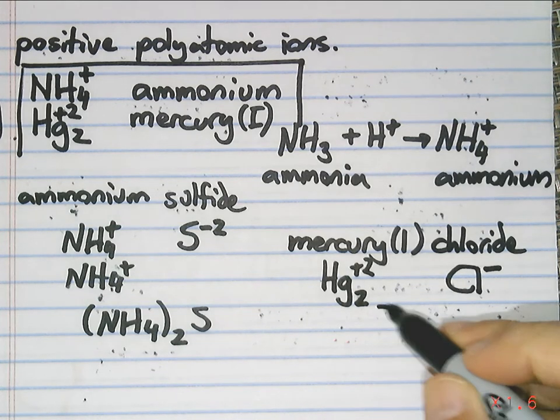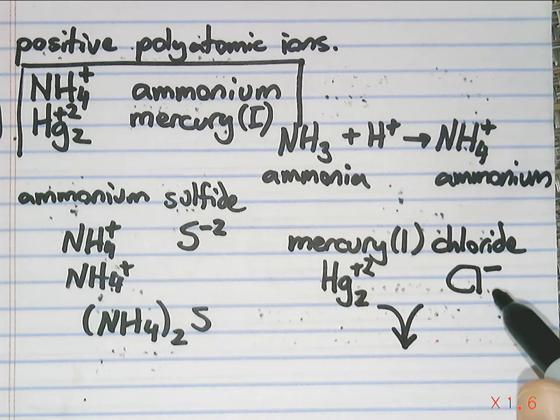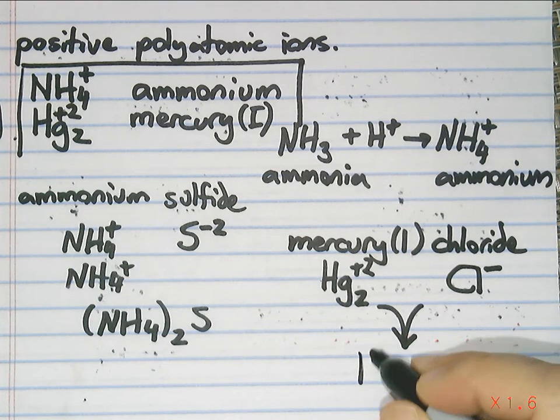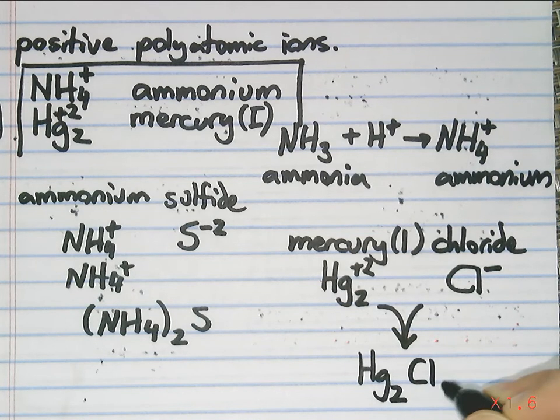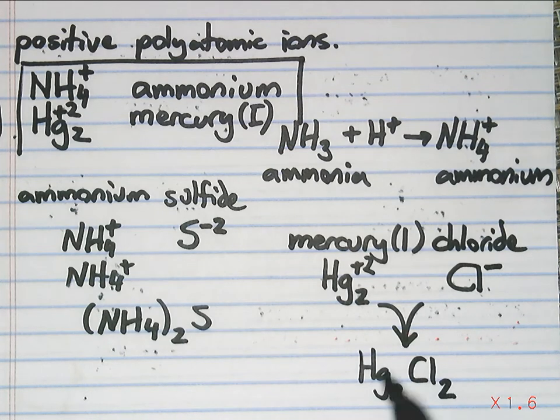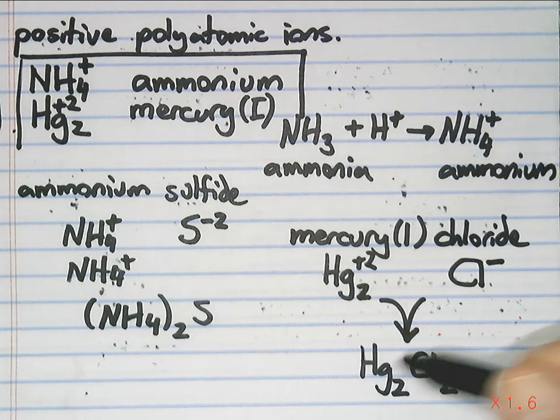So when I put these together, how many chlorides am I going to need? If you said 2, you're correct. Then you'd have a -2 if you had 2 of these. So my formula is going to look like this. Now notice I did not need to use parentheses around this polyatomic ion because there's only one mercury 1 ion in there. They consider the pair a mercury 1 ion.